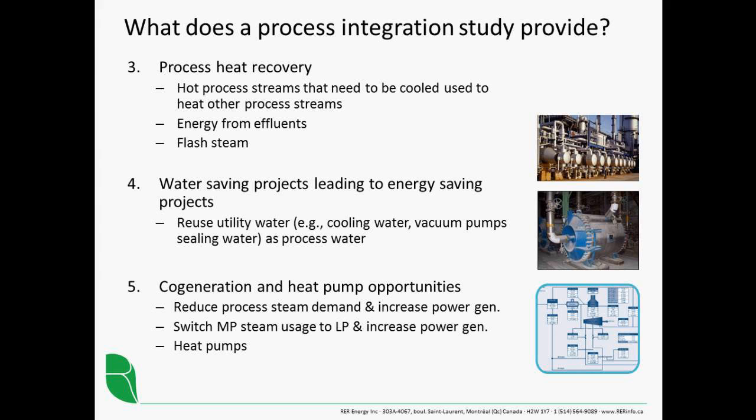This arises naturally because the reduced process steam demand associated with the energy savings increases the potential for power generation from the existing steam plant. Or similarly, the potential to switch medium pressure steam to low pressure steam increases the potential for power generation. And heat pump opportunities are often a part of process integration studies because the process integration techniques are very well suited for identifying the optimal use of heat pumps and where they should be placed and how they can be best used.